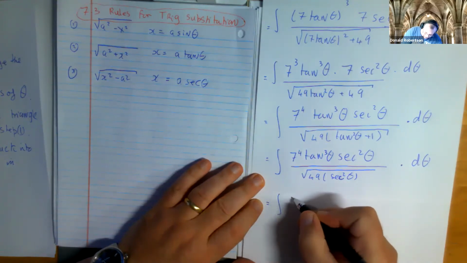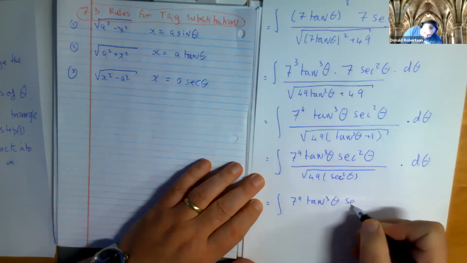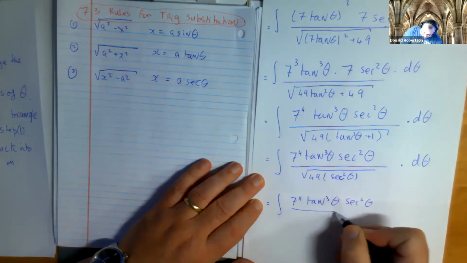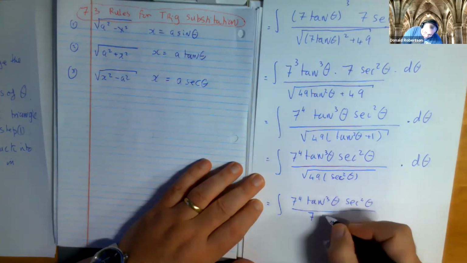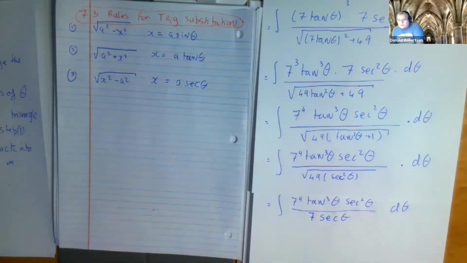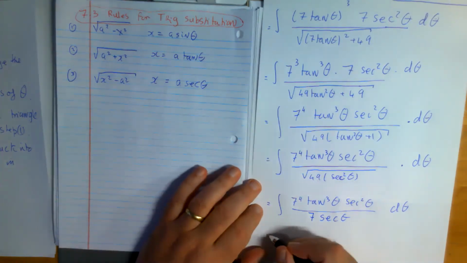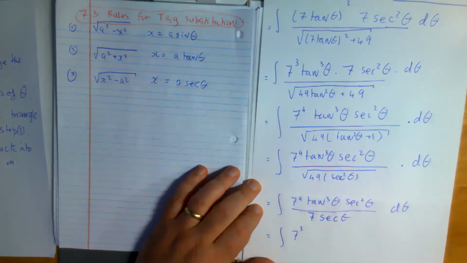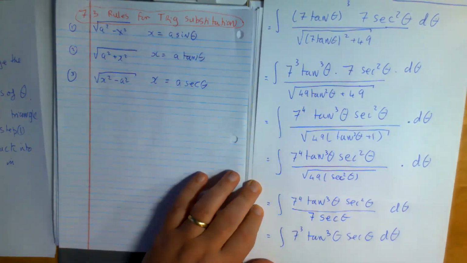Now, as I say, I'm doing every possible line under the sun here, so I don't feel the need that every question from this section has to be done quite as much. That can come as a 7, as someone said earlier, and that guy becomes secant theta d theta. Where do you think we're going next? We can divide that top bit by 7 secant theta and get 7 cubed tangent cubed theta secant theta. Are we good so far?